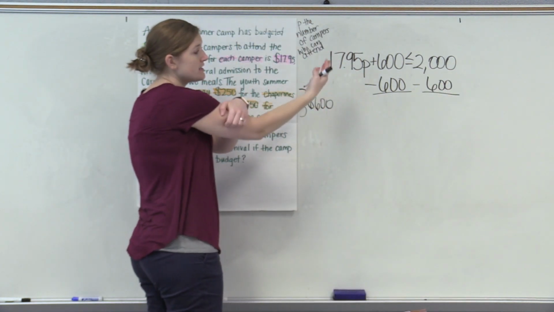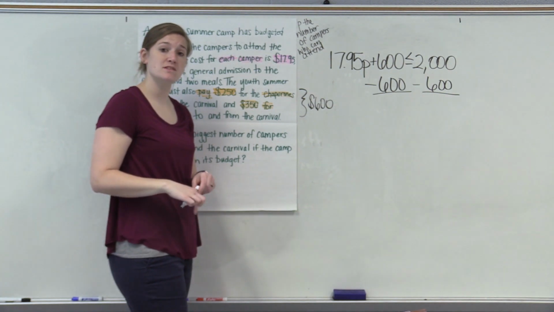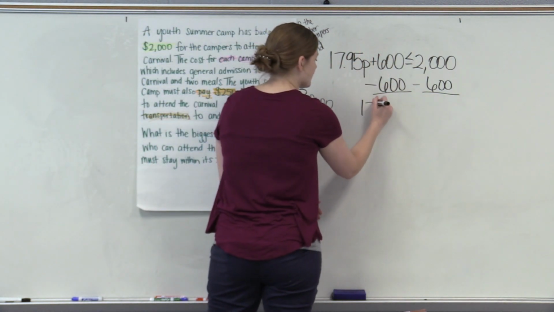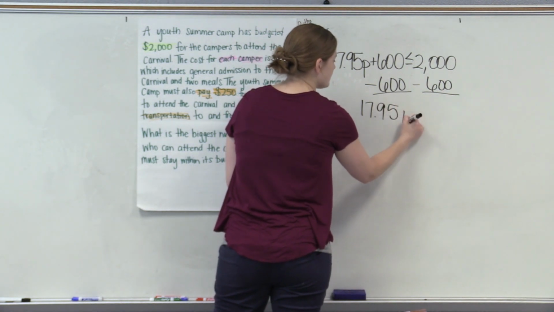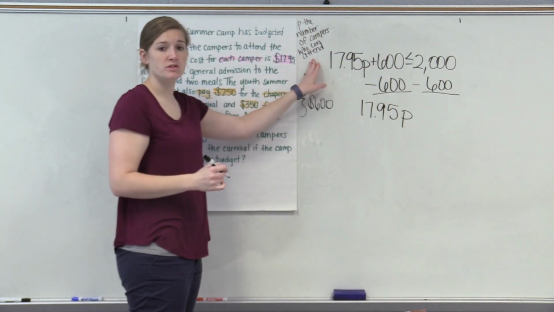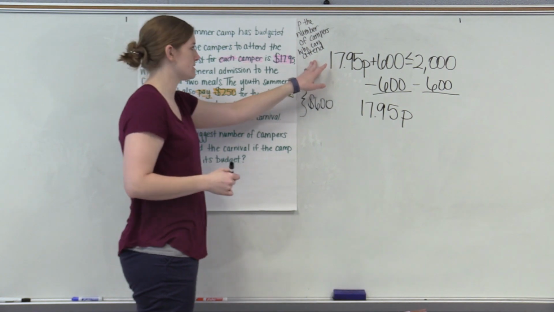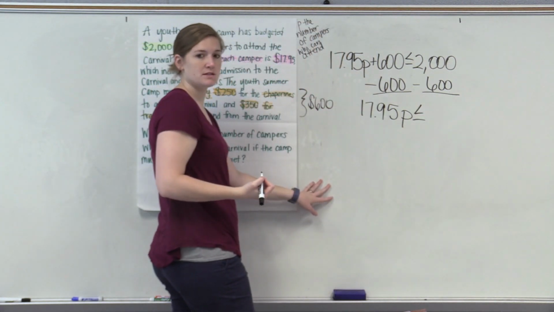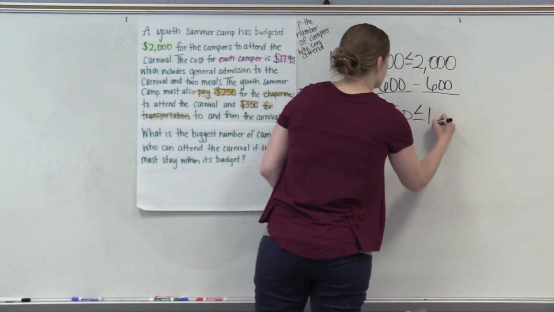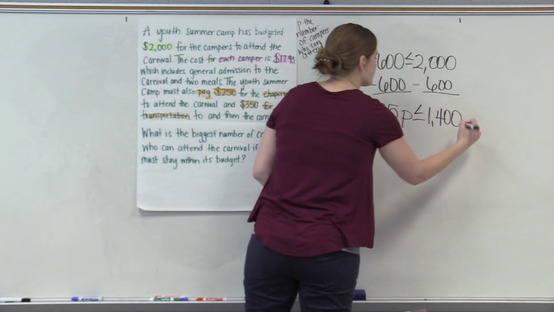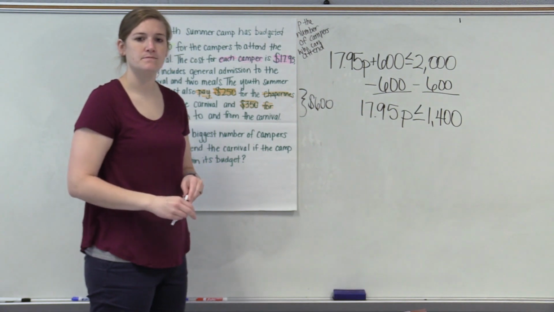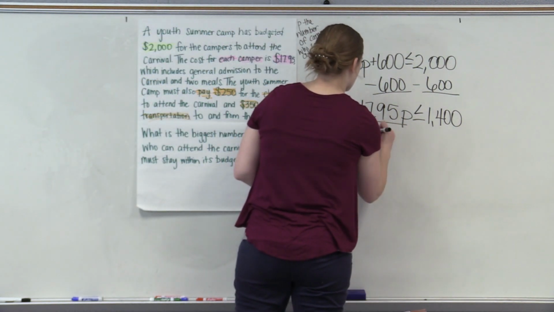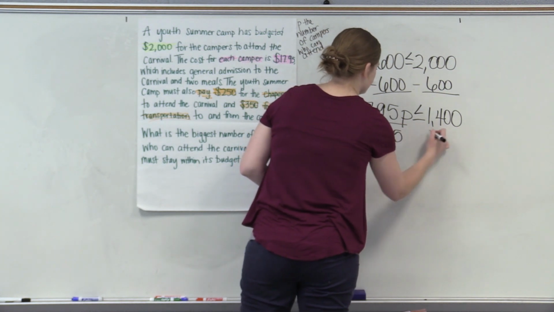Now on this side, 600 take away 600 leaves me with 0. So I'm left with the $17.95 times P. Remember that P is our variable. It's representing the number of campers who can attend. That has to be less than or equal to 2,000 minus 600, which is 1,400. All right, so what's your last step to solve this? Good, we're going to divide by $17.95.